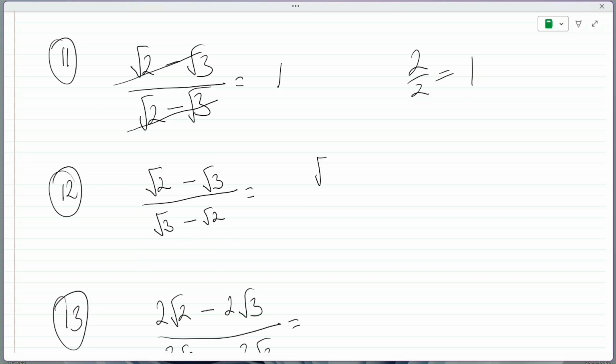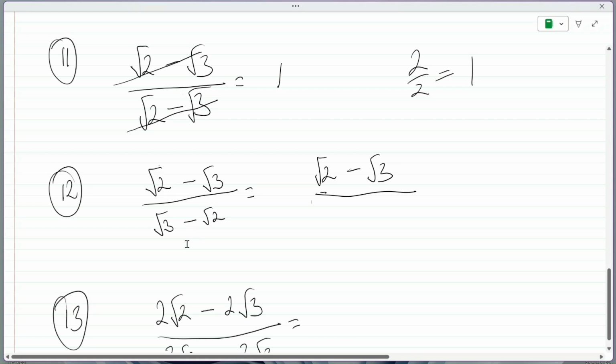We can say root 2 minus root 3 over, we'll take the root 2 with the negative it owns, minus root 2 plus root 3. Now, this root 3 has a positive in front of it. If it's empty, it has a positive in front of it. So we rearrange it: root 2, root 2, root 3, root 3. We can still do something to this.